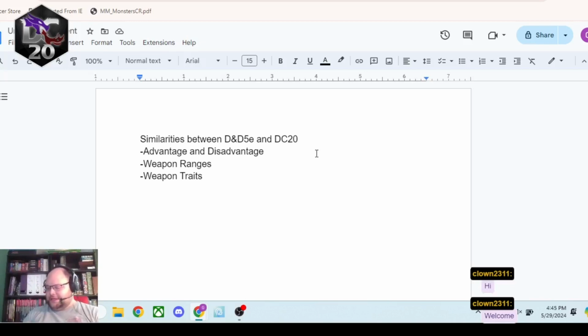I think the weapon traits are definitely more similar to 5th edition. What other kinds of similarities?